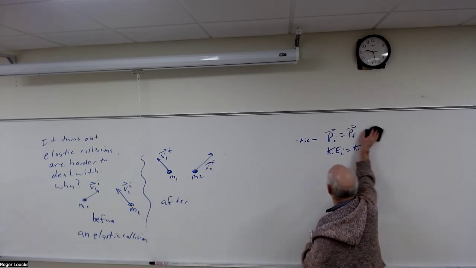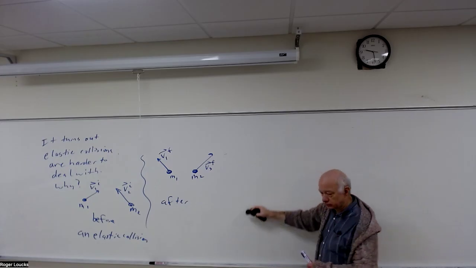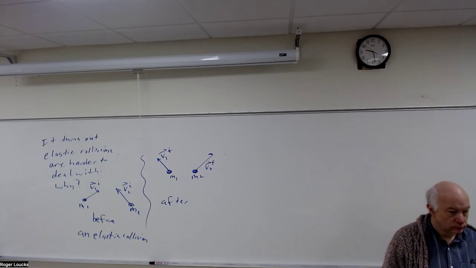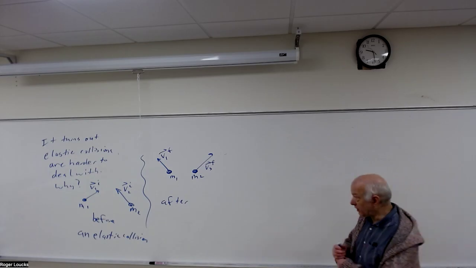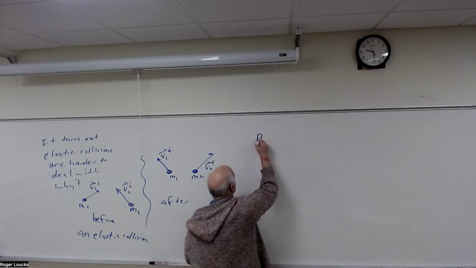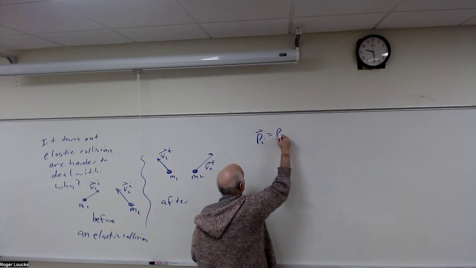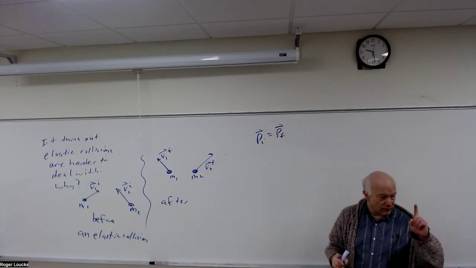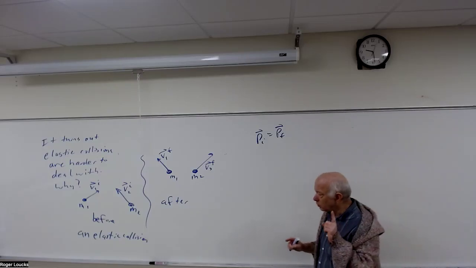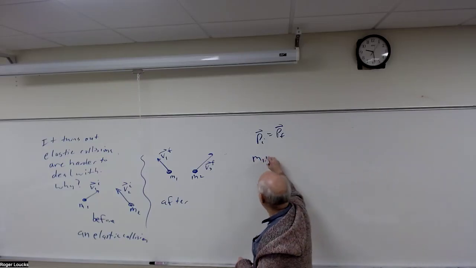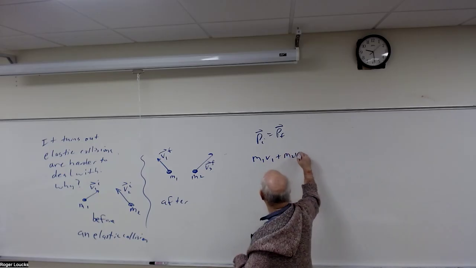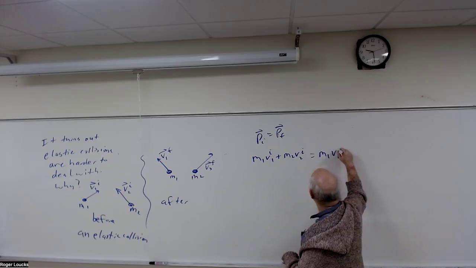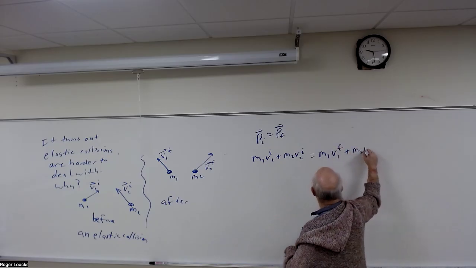So what would you do for this? Well, you have to say P initial equals P final. So how do you write that mathematically? Okay, don't write down the following, okay? Could you say M1 V1 plus M2 V2 initial equals M1 V1 final plus M2 V2 final?